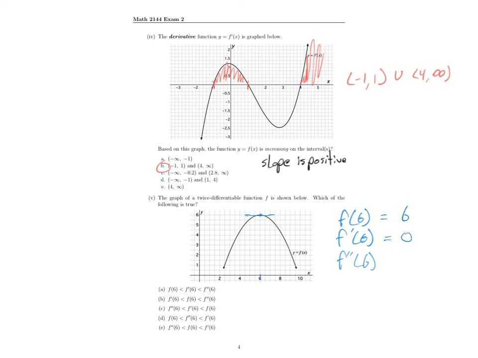Then for f double prime of 6, so f double prime is the second derivative, so it's going to tell us about concavity. So if we look here at our graph, we can notice that we are concave down. So if we're concave down, that means that f double prime of 6 is less than 0. It's going to be some negative value. We don't know what it is, but we can tell that it's definitely less than 0. So that means our lowest value would be f double prime of 6, followed by f prime of 6, followed by f of 6. So the correct answer is C. F double prime of 6 is less than f prime of 6, less than f of 6.